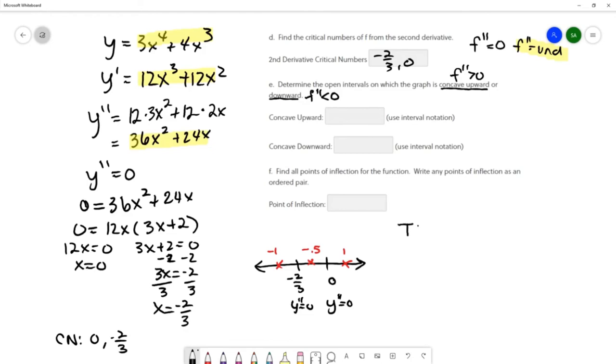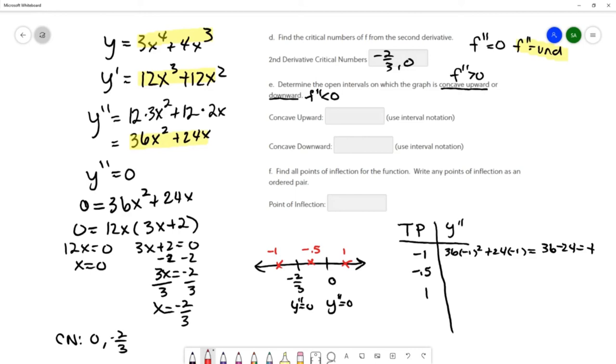So we're going to take those test points and we're going to substitute them into the second derivative. And we're doing that because we want to know the concavity, and the second derivative tells us the concavity. That's -1, -0.5, and 1. And we substitute that into the second derivative. That's 36 times -1 squared plus 24 times -1. 36 minus 24 is a positive number. So on this interval, the second derivative is positive.